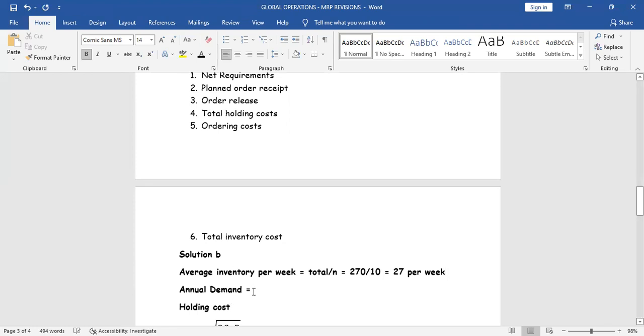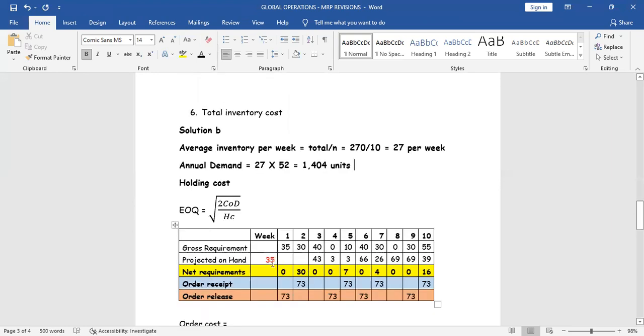And we know for sure, if we are finding the annual demand, that in a year there are 52 weeks. So the annual demand would be 27 multiplied by 52. And then what will I have? 27 multiplied by 52. I'm getting 1,404. 1,404 units per year. Okay. I'll need to remove these first.